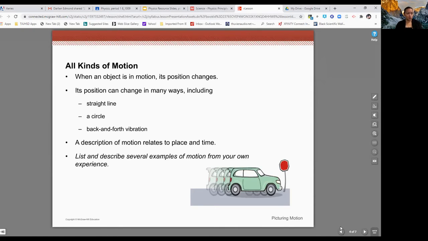So as far as motion, all kinds of motion, when an object is in motion, its position is changing. Its position can change in many ways. These are just some examples of types of motion. It could be moving in a straight line, moving in a circle, or moving in a back and forth vibration, such as in a pendulum. So a description of motion relates to a place and a time, all right?